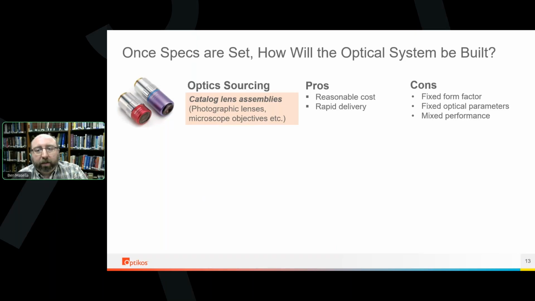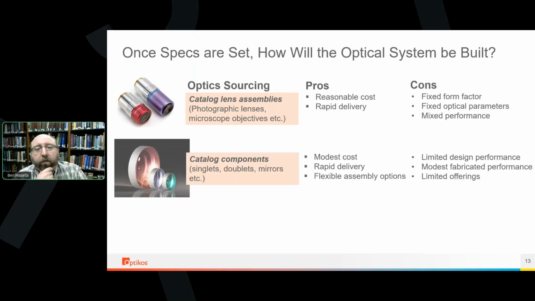The downside to doing this is that you're kind of limited in the form factor of these lenses. You're limited to the size of the objectives and their parameters. You have a fixed set of optical parameters, focal lengths, NAs to choose from. And then the performance of these systems tends to be mixed, especially away from the center axis of the lens. And even within a certain, not just between units or between different specific lens models, but also within a specific lens model, the variability of performance can be high.